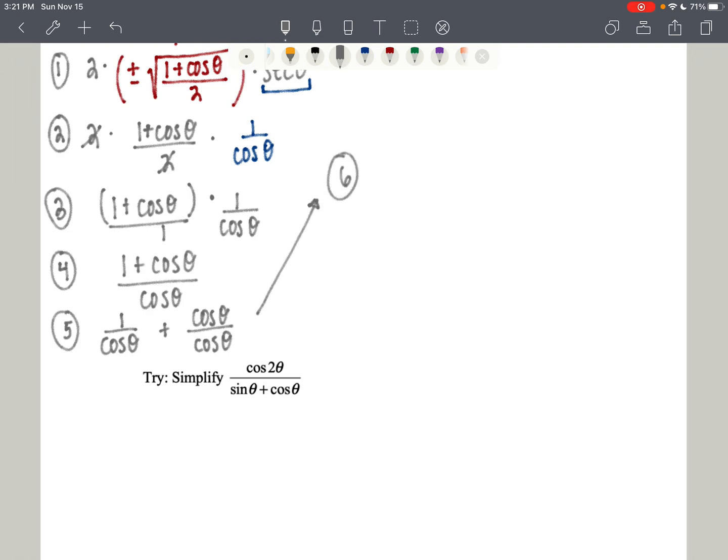So we're going to try and rewrite this without any fractions. Step 6 should be our final answer. 1 over cosine is secant, and cosine over cosine is just 1. So we end up with secant of theta plus 1.